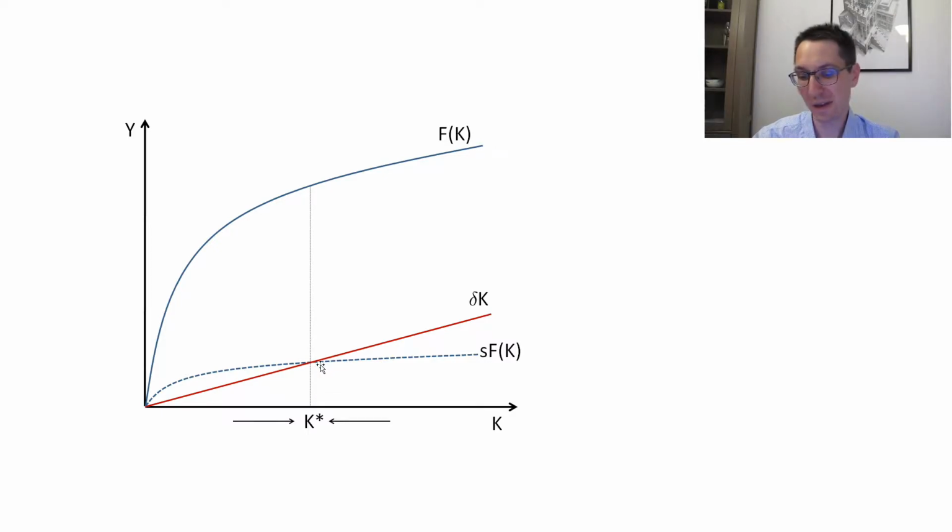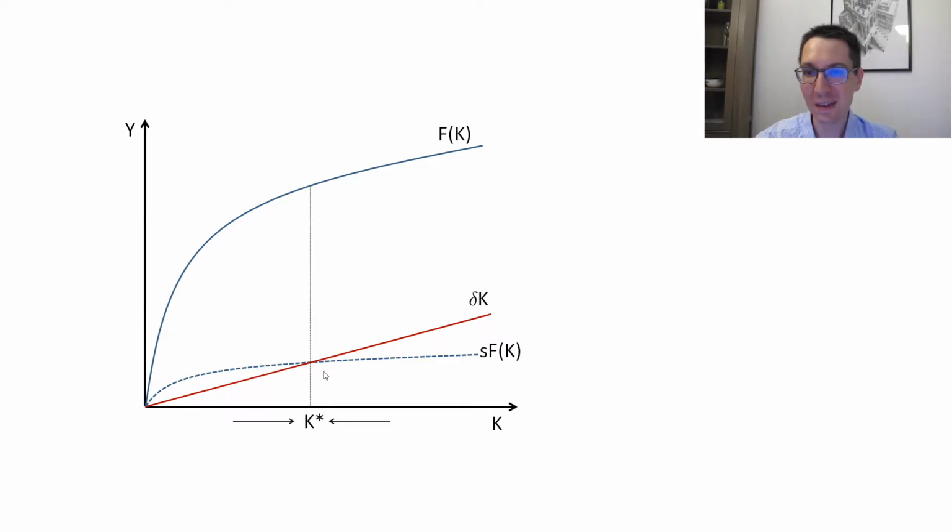in the steady state, because as we said, K is a state variable. So then what can I know? Well, I know that total production is going to be here, f of K star. Total investment is going to be here, s f of K star, and total depreciation is going to be the same value, delta K star. And what is going to be consumption here?